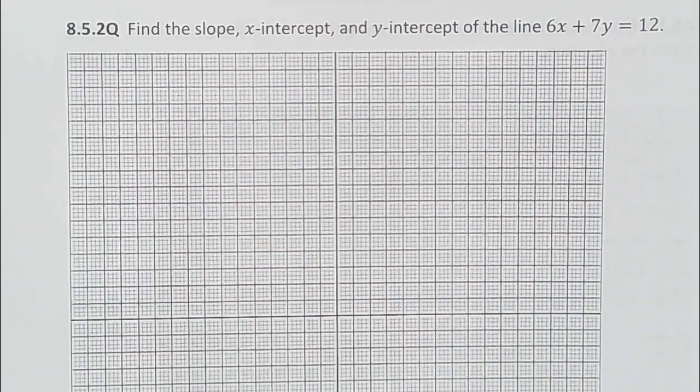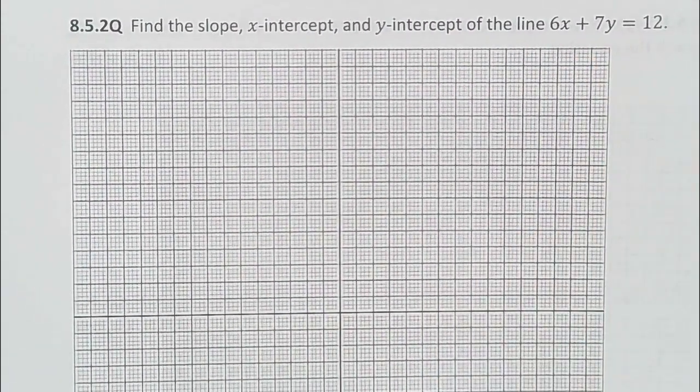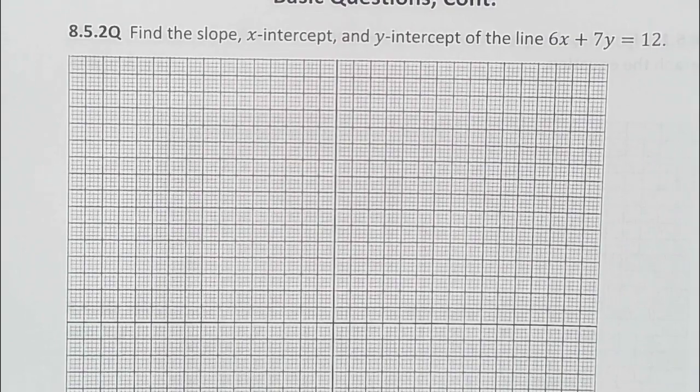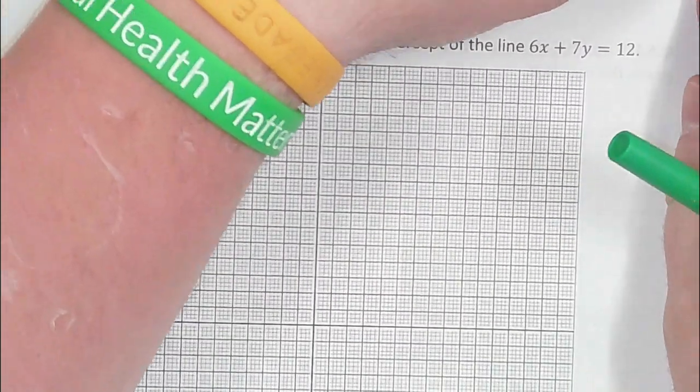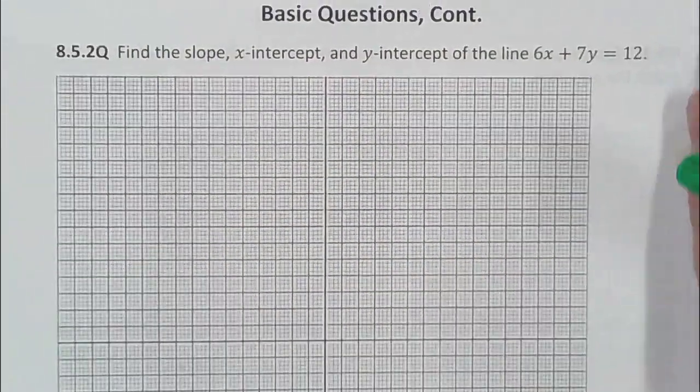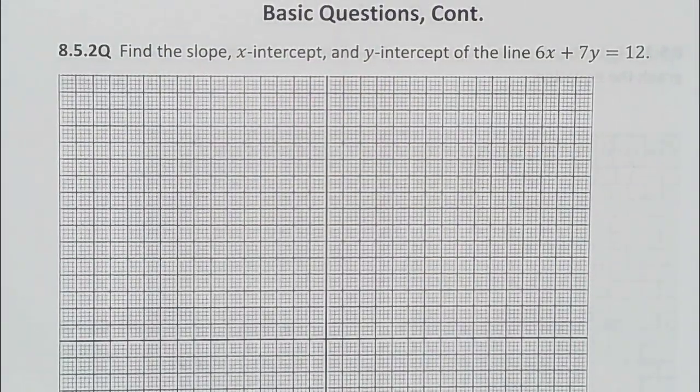First off, what form are we in? Standard form, ax plus by equals c. A is 6, b is 7, c is 12. Standard form is actually really easy to graph in if you know what it means, right?